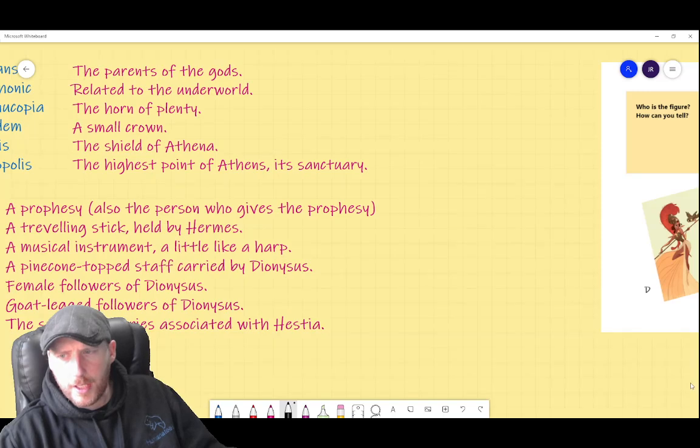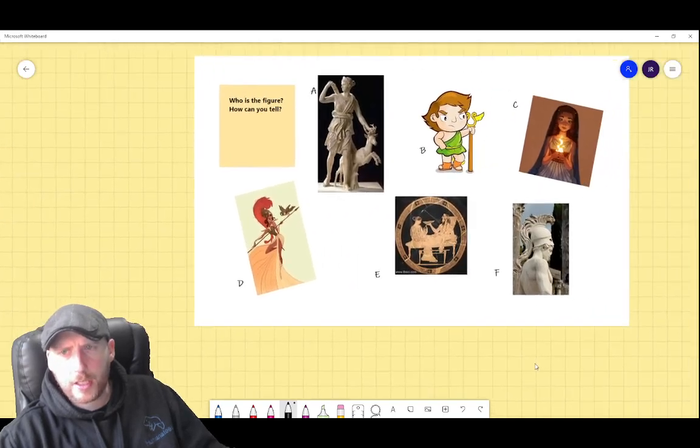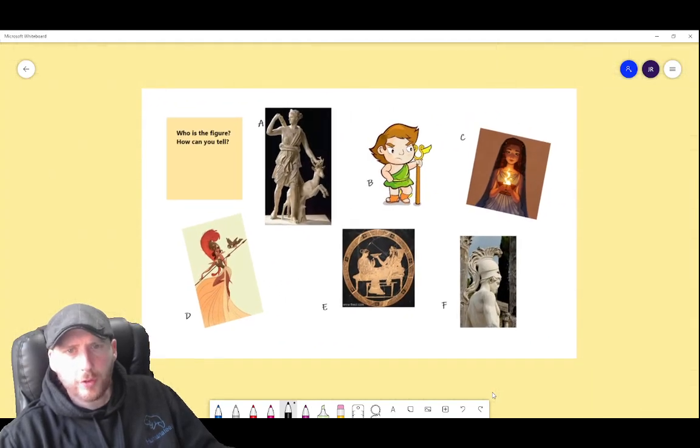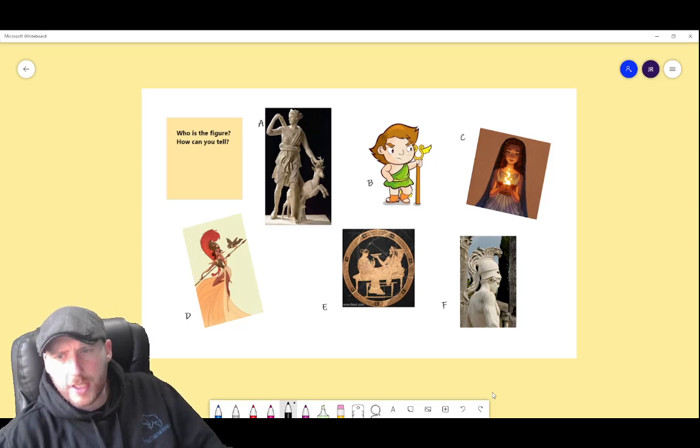We're going to end this recording here with a quick little quiz. I've got 6 gods and goddesses here, and based on their iconography, I wonder if you can tell who they are. Now, in the exam, there are often questions, usually the very first question, which will give you a source, and it will say, who is the figure in this source? How can you tell? And you get 2 marks for this.